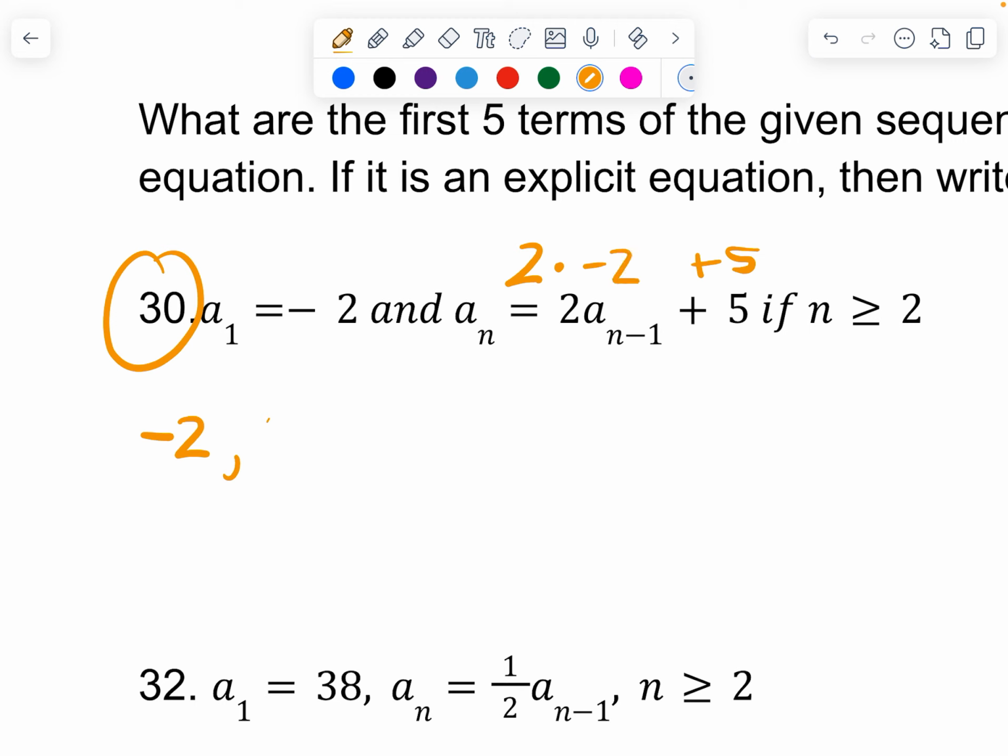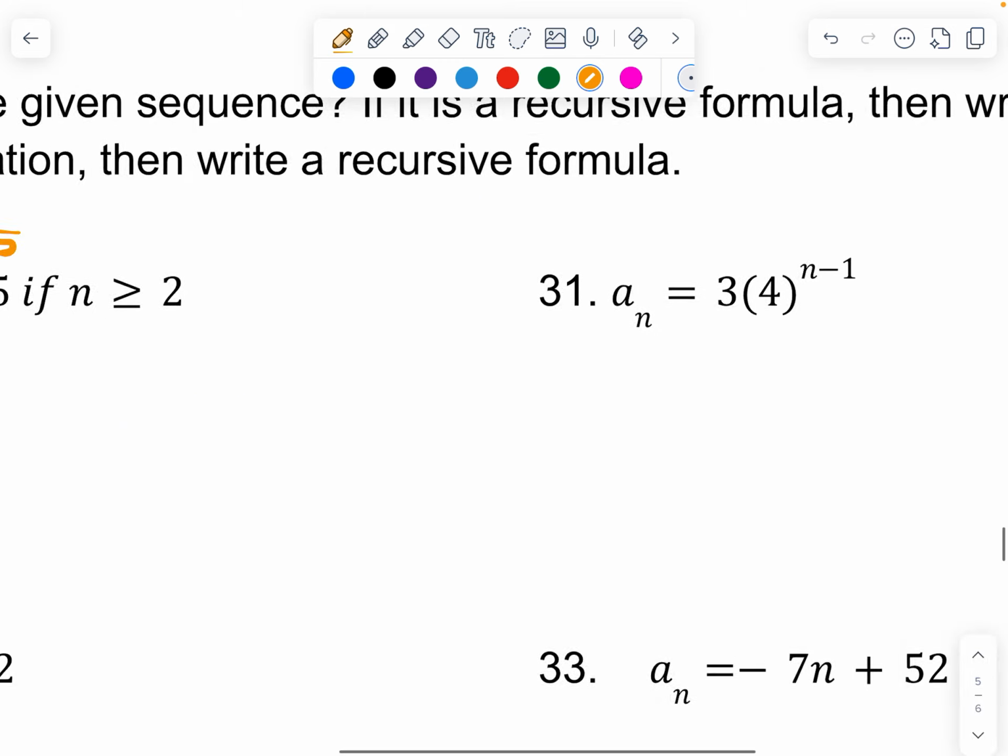Let's do this again. -2. That would be -4 plus 5, which is 1. Now, if I plugged in 1 here, that would be 2 plus 5 is 7. There we go. 7, that'd be 14 plus 5. 14 plus 5 is 19. That'd be 38 plus 5, 43. Okay. This next one.